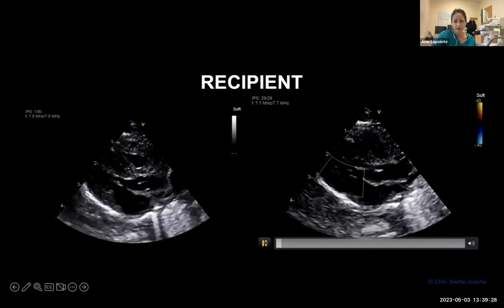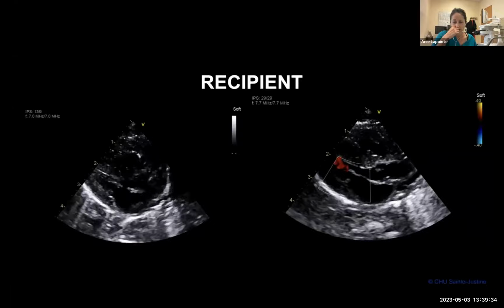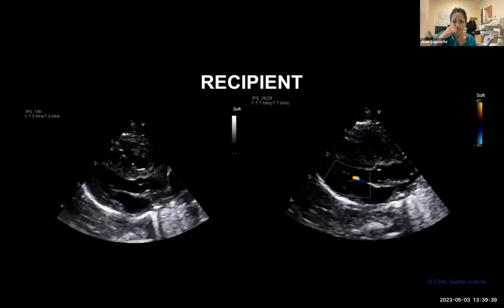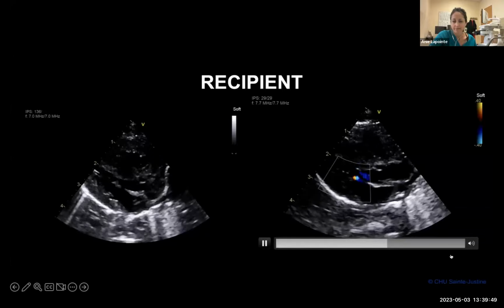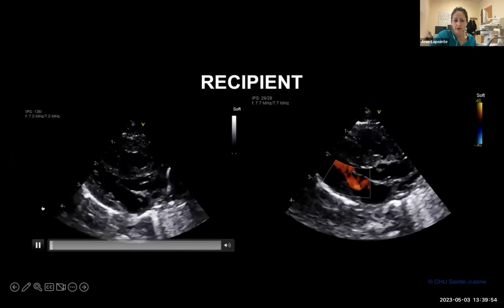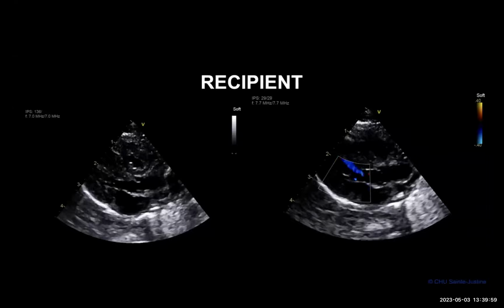And that was this first echo. So can I have one of our trainees comment on that echo? If there is no volunteer, there is obstruction. There is obstruction of the left ventricle outflow tract.